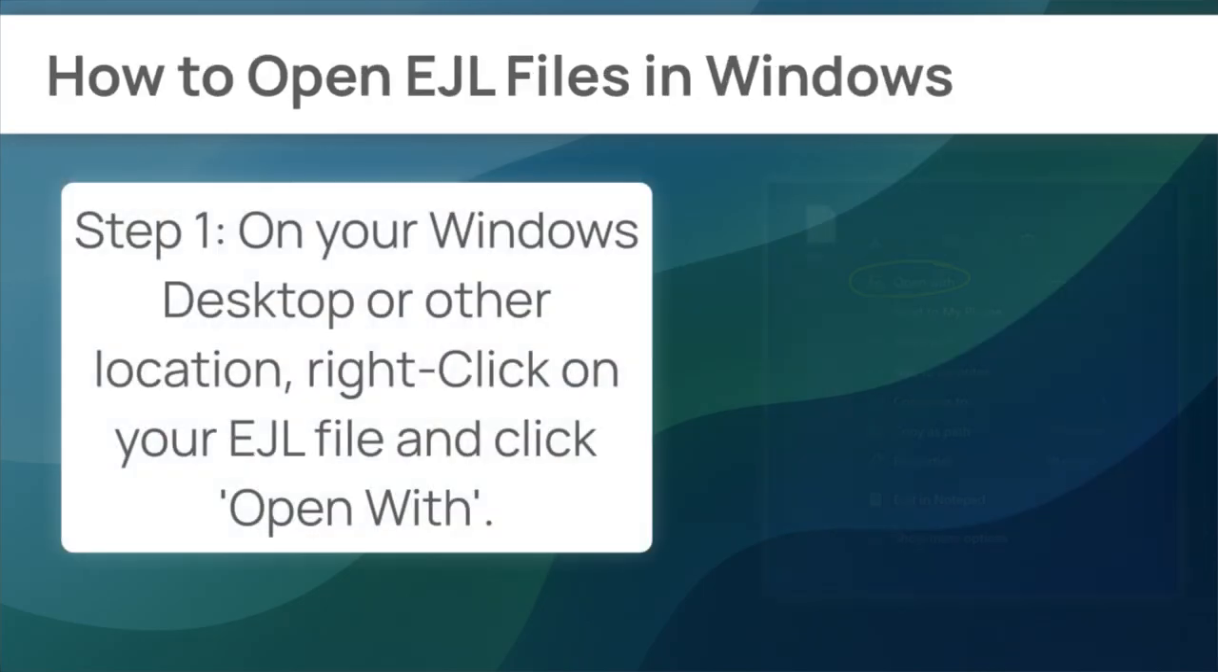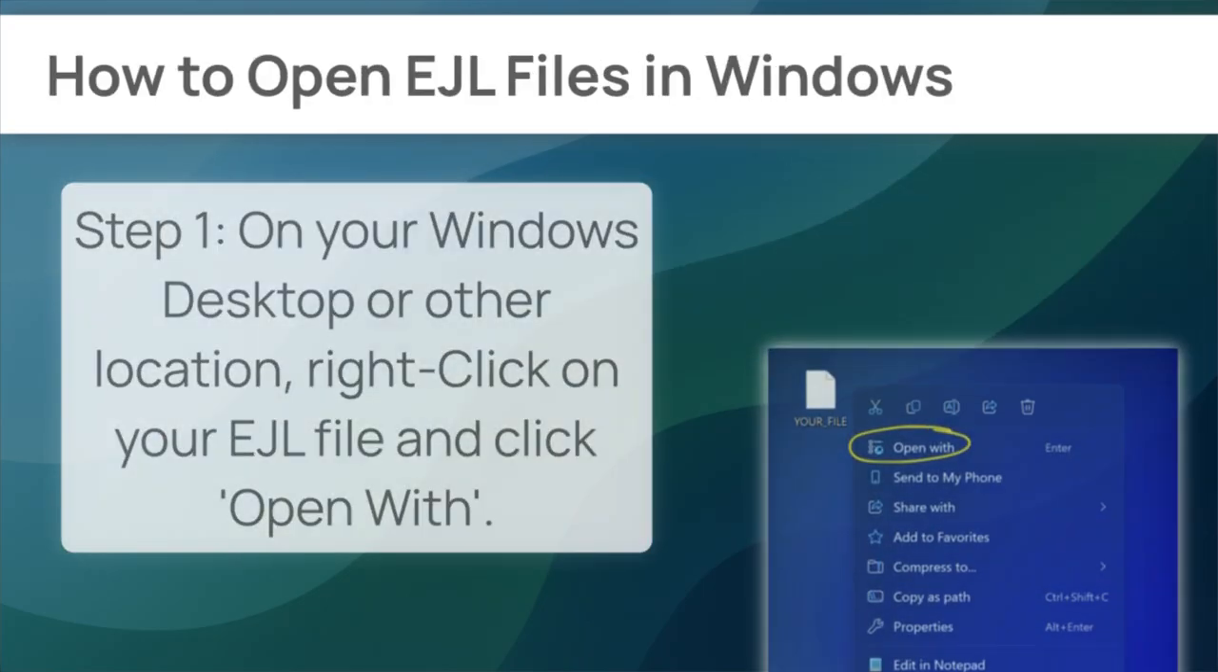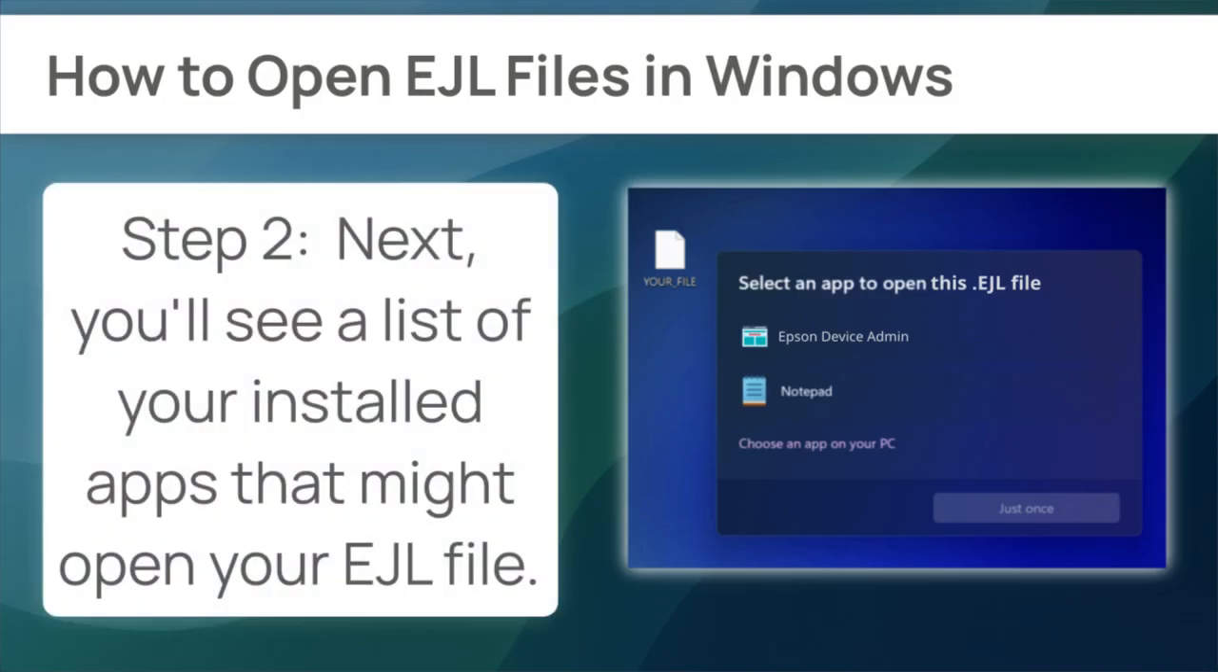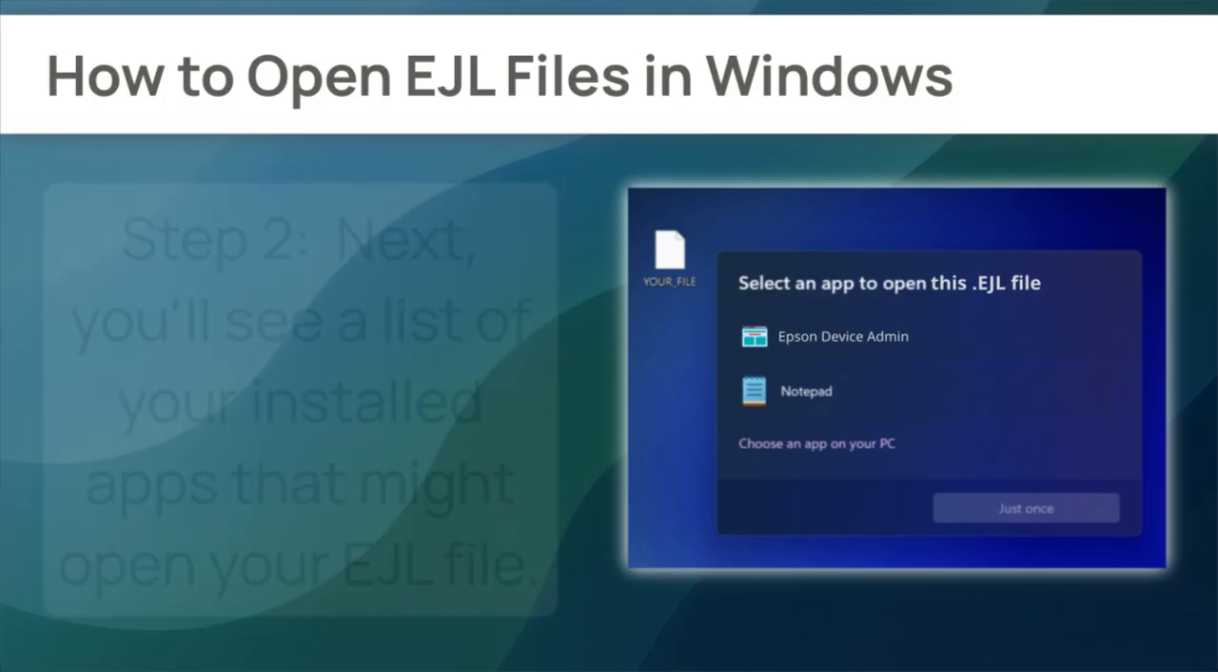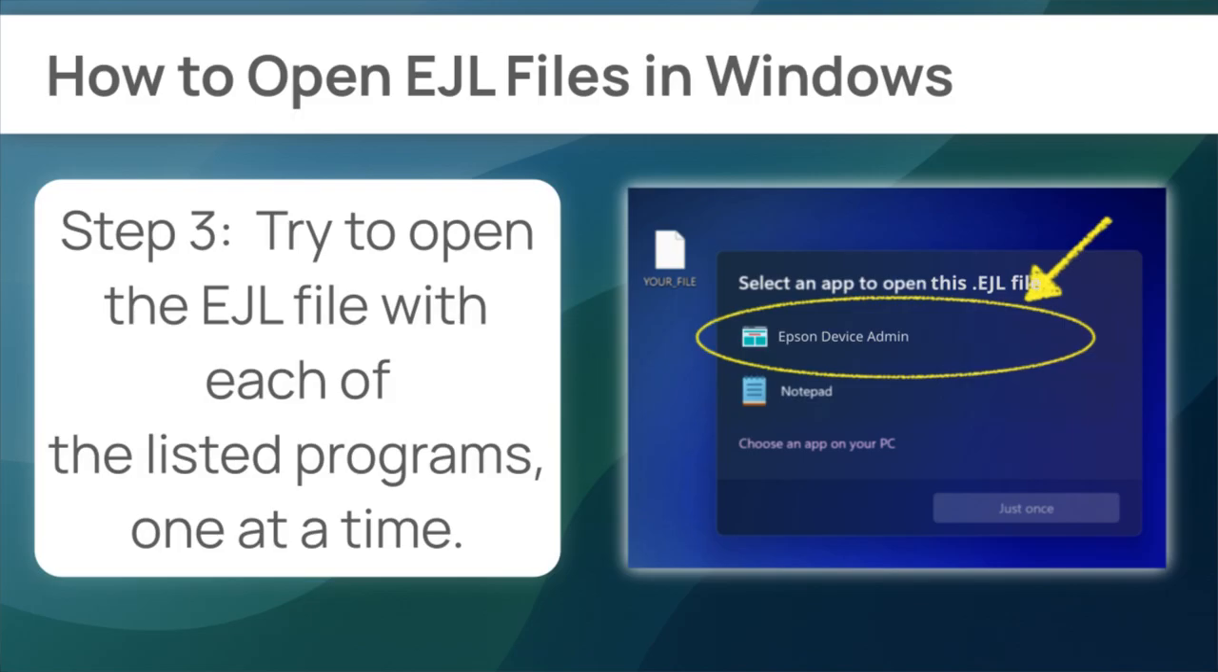Your essential first move is the file association test. Right-click the EJL file and choose Open With. If Epson Device Admin is on your machine, test it. If not, choose another program. Don't worry if you need to try a few.